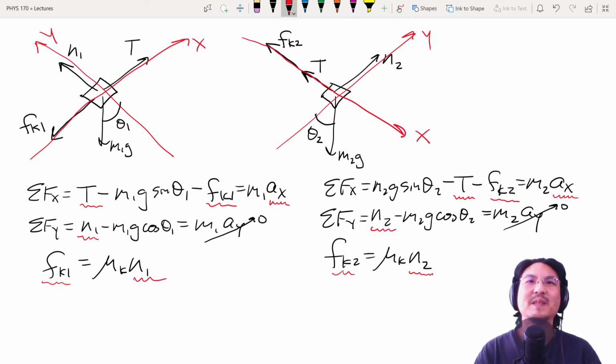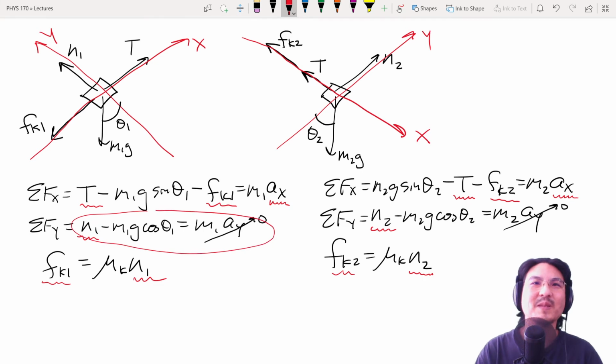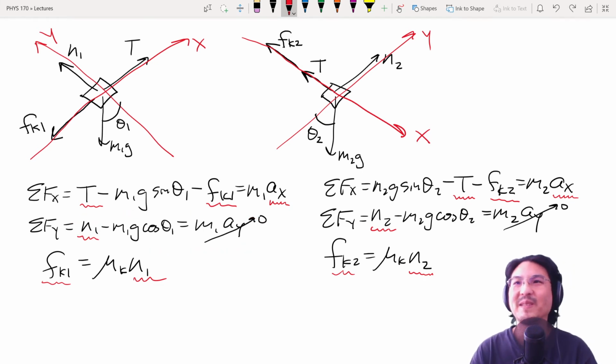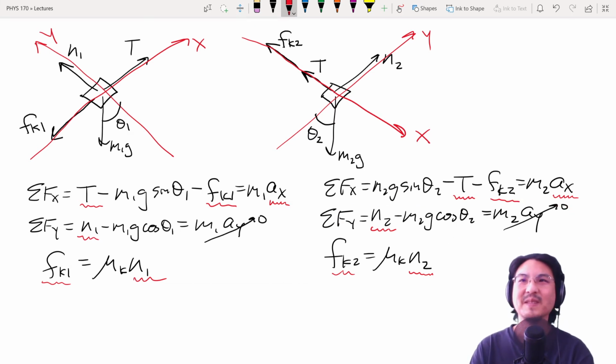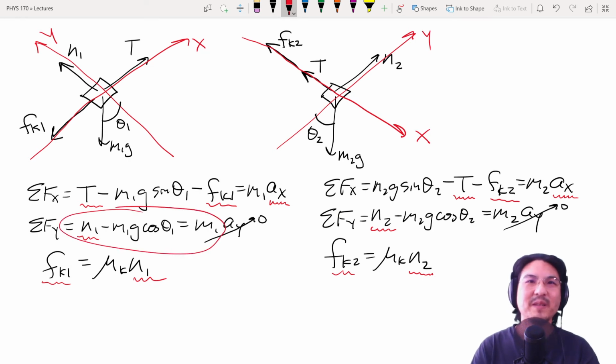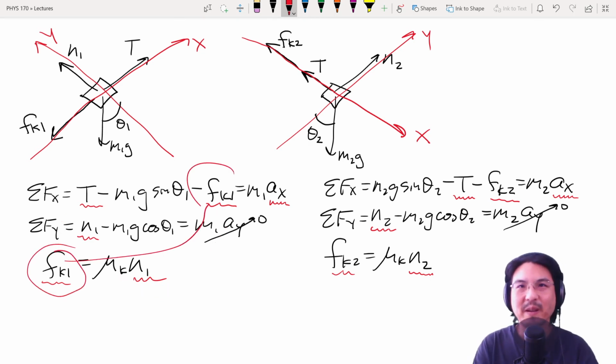Take a look at what are the unknowns. Immediately it stands out to me that we can solve for this. Right, so n1 equals m1g cosine theta 1. It's not so bad, right? Look at this one. N2 equals m2g cosine theta 2. And once you solve for n1, you can just put it right here, right? And then you know the friction. And then once you know the friction, you can put it right here.